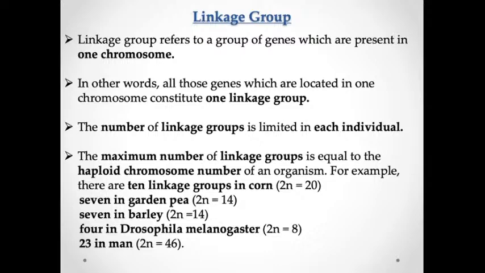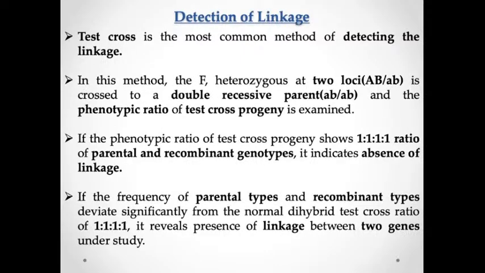So these are the various linkage groups. The test cross is the most common method of detecting linkage. In this method, the F1 heterozygote of two loci is crossed to a double recessive parent, and the phenotypic ratio of the test cross progeny is examined. If the test cross progeny shows a 1:1:1:1 ratio, it indicates absence of linkage. If the frequency of parental type and recombinant type deviates from the normal dihybrid test cross ratio, it reveals presence of linkage between the two genes under study.